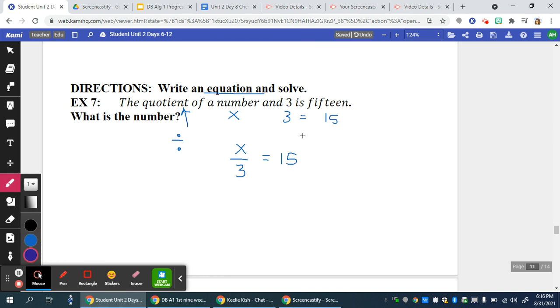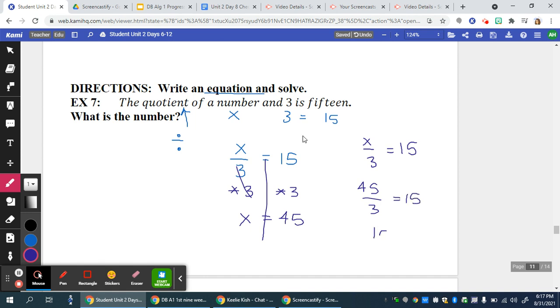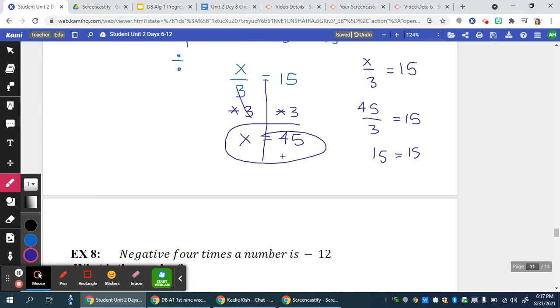Now this just looks like any other problem. We draw our line, do the inverse operation of division, which is multiplication. And then those cancel each other out, and we have x is equal to 45. And now we check. X over 3 should be equal to 15. 45 divided by 3 should be equal to 15. And yes, 45 divided by 3 is 15, so x equals 45. We wrote our equation, x divided by 3 equals 15, and we solved.